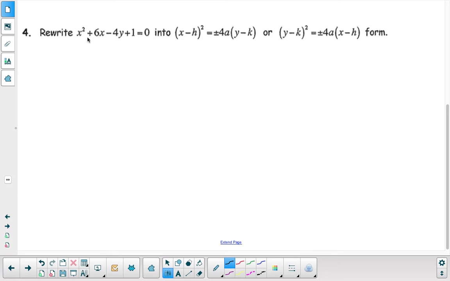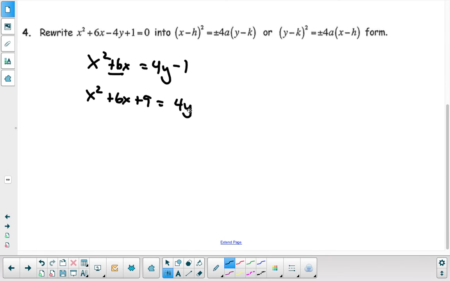To identify this, you need to figure out what is being squared, and x is being squared. So I'm going to move everything away from the x's. 4y minus 1. And next I need to actually complete the square. So to complete the square, you're going to take half of b. This is actually 6, but half of b, square it, and add that number to both sides. So half of 6 is 3, 3 squared is 9. You're going to add 9 to both sides. Negative 1 plus 9 is 8.